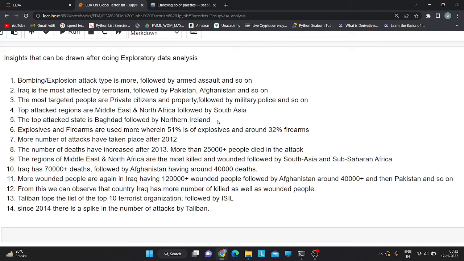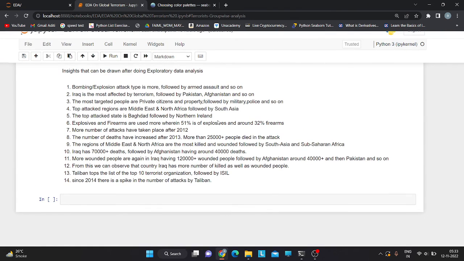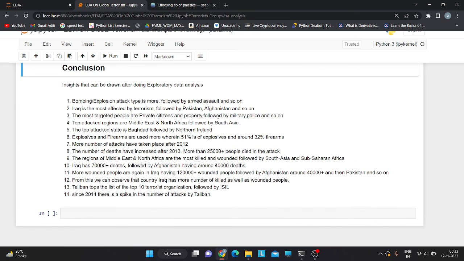More people are getting wounded and killed in Iraq from the entire globe, followed by Pakistan and other countries like Sub-Saharan Africa and so on. Taliban is the terrorist organization which has topped the list of top 10 terrorist organizations, followed by ISIL. Since 2014 there is a spike in the number of attacks done by Taliban. So that is what we have observed in the entire exploratory data analysis that we have done.